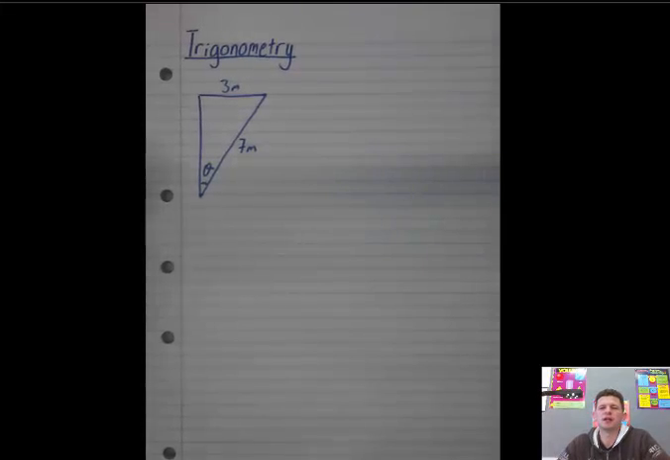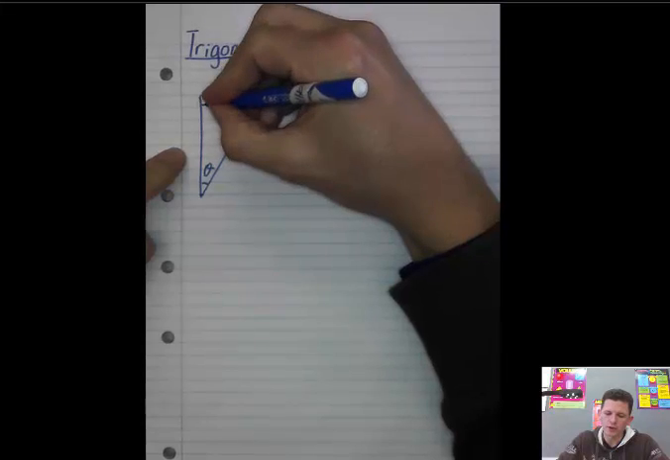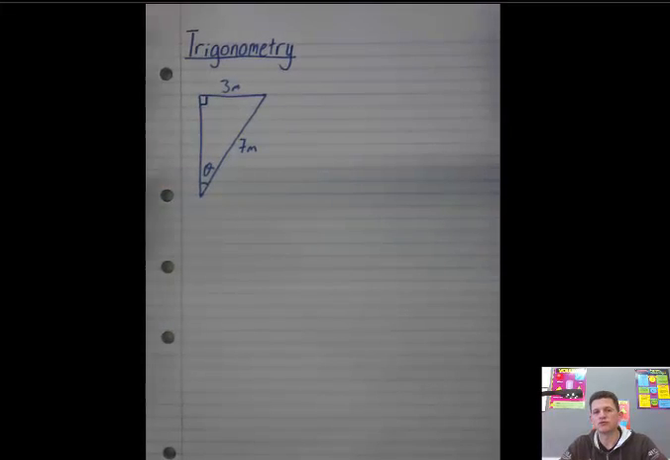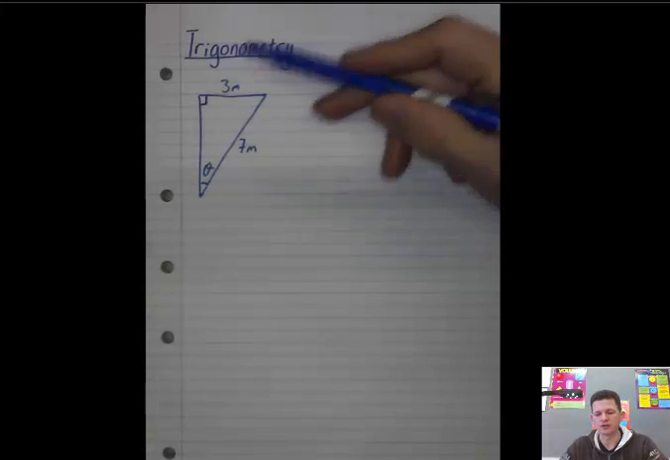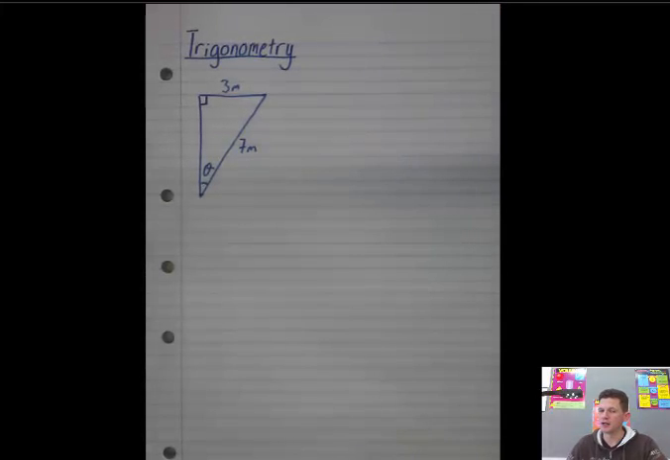Hi guys, in our last two videos we've looked at using Sohcahtoa to find unknown sides in right angle triangles. What we are going to do in this lesson is use the same set of rules to solve for angles. So I've got a triangle already for you to start.